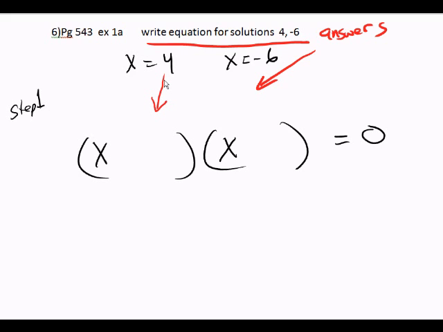Now, can you guys tell me what I want to be in here? I want my answer to be 4. So what number goes into that parentheses? If I want one answer to be 4, what number goes in that parentheses?